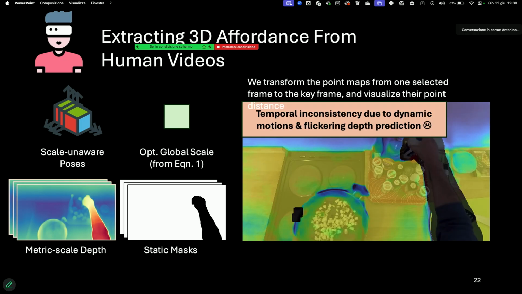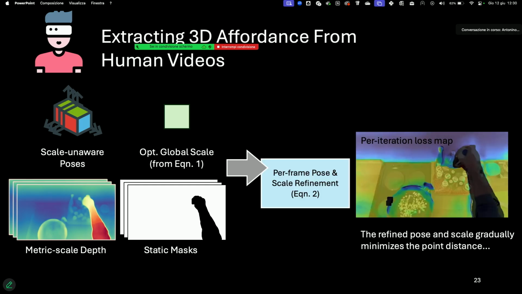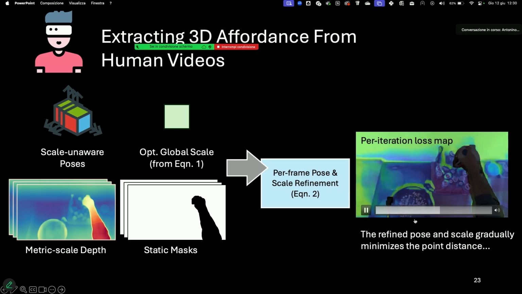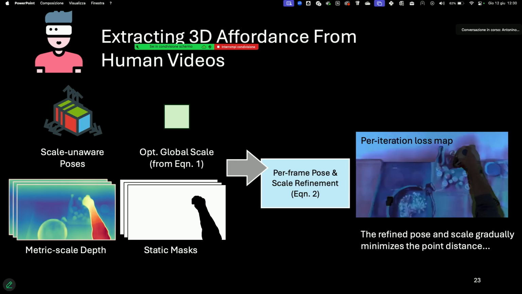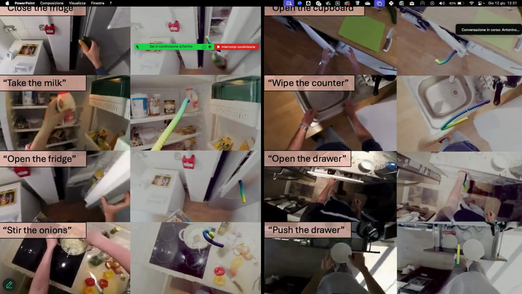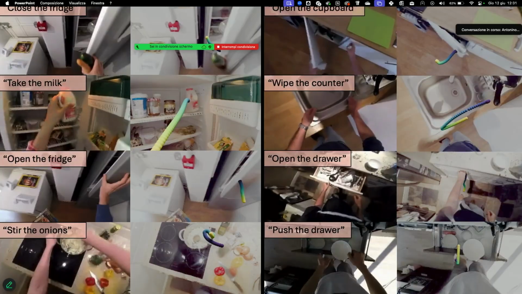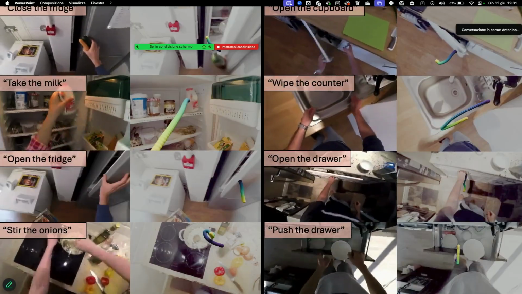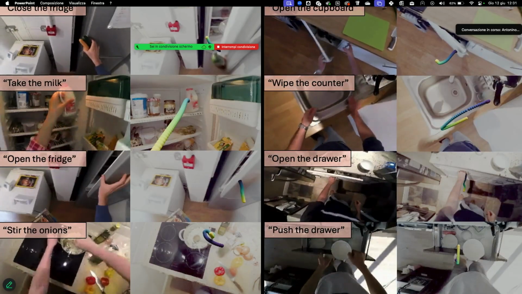And then our second goal is to refine each frame's poses and the scales to compensate for the SfM reconstruction error due to hand-object motions, and also make the depths across frames more consistent. So we formulate this loss term, and we can see that the point distance is gradually minimized after several iterations, yielding more geometrically consistent reconstructions. We apply our pipeline to this dataset, Epic Kitchens, and we can see all these hand trajectories.